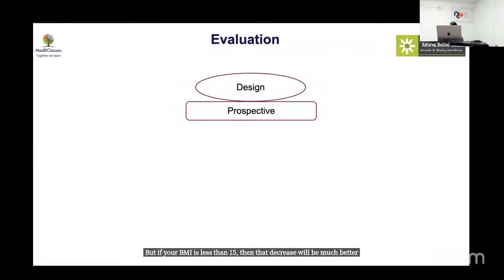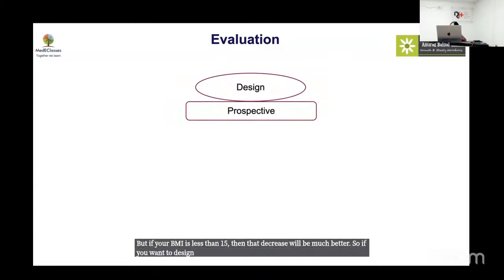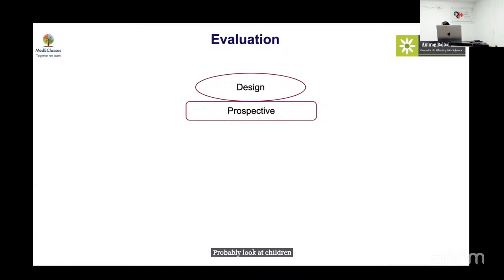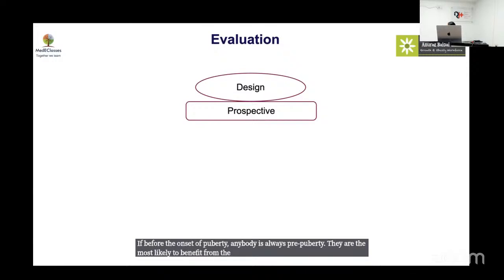So if you want to design a school study or a school education, what would you like to do in that regard? Probably look at children by 10 years of age, before the onset of puberty. Anybody who is obese pre-puberty is the most likely to benefit from the intervention. And then beyond mid-puberty, it will be difficult. So you want to start intervening from around 10 years and look at BMI. Don't do all the DEXA and everything. You don't need to do insulin sensitivity.